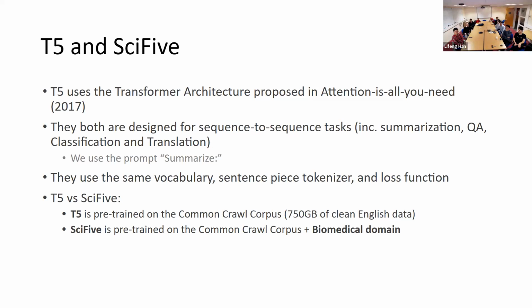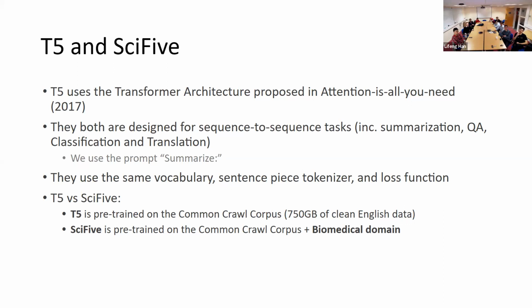I will now discuss T5 and SciT5. T5 and SciT5 use the transformer architecture, which was proposed in 2017 in the paper Attention Is All You Need. They are both designed for sequence-to-sequence tasks, which include multiple tasks such as summarization, question answering, classification, translation. For our purpose, we use the prompt "summarize" because we believe it matches our task quite well.